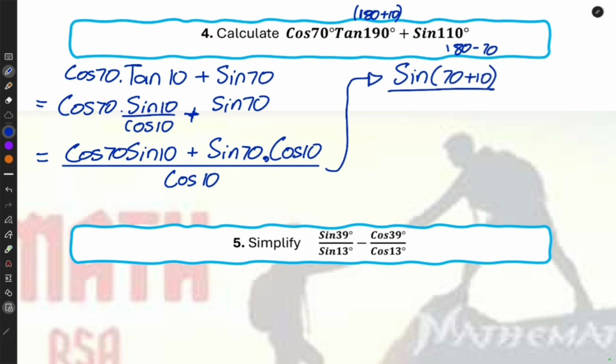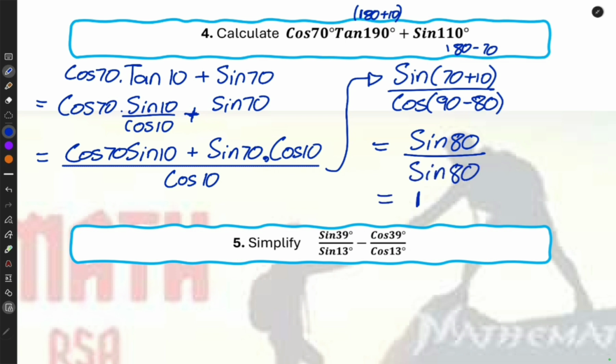The bottom is just going to be cos 10, but I can see the top is going to be 80. The bottom is a 10. That's cofunctions. So I'm going to write the bottom in cofunction format. So cos (90 minus 80), because remember the answer needs to be 10. Then the top simplifies to sine 80. The bottom simplifies to sine 80. And the answer is just 1.